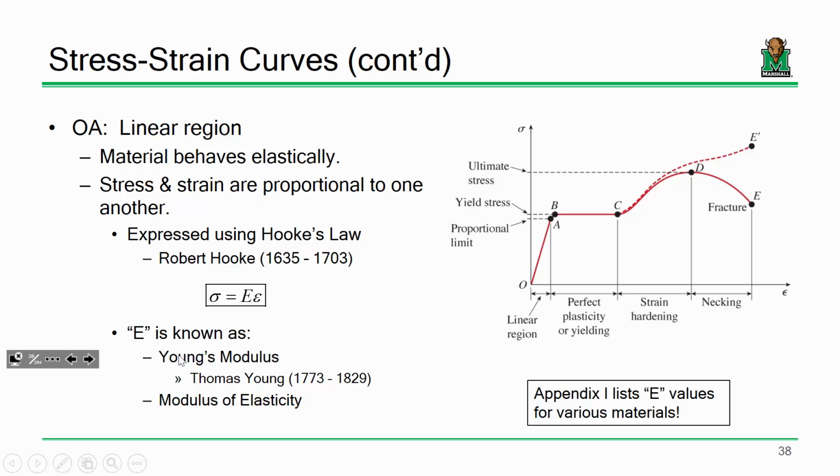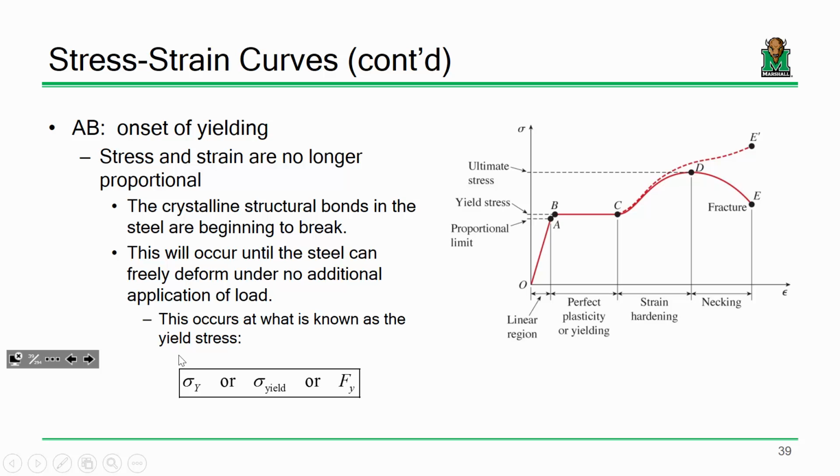Now, a material will only behave linearly for so long. Once you reach a certain point, which is what we call the proportional limit, when it stops being proportional, you will experience a phenomenon known as yielding.